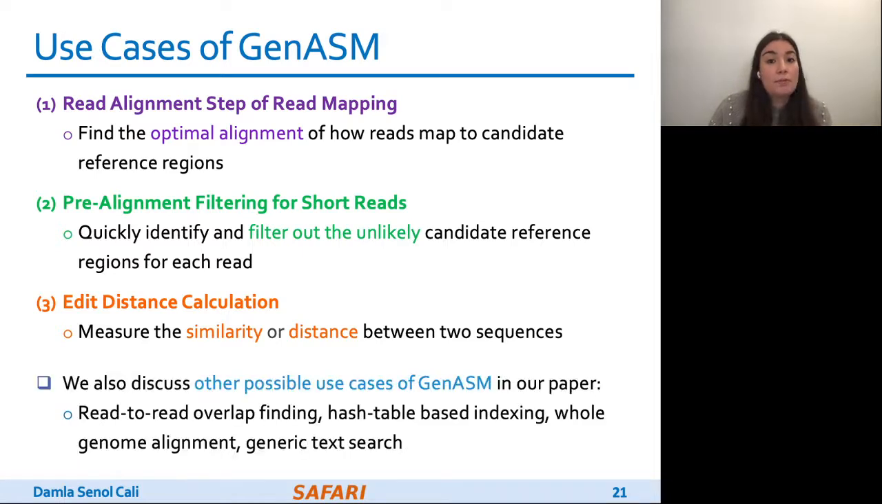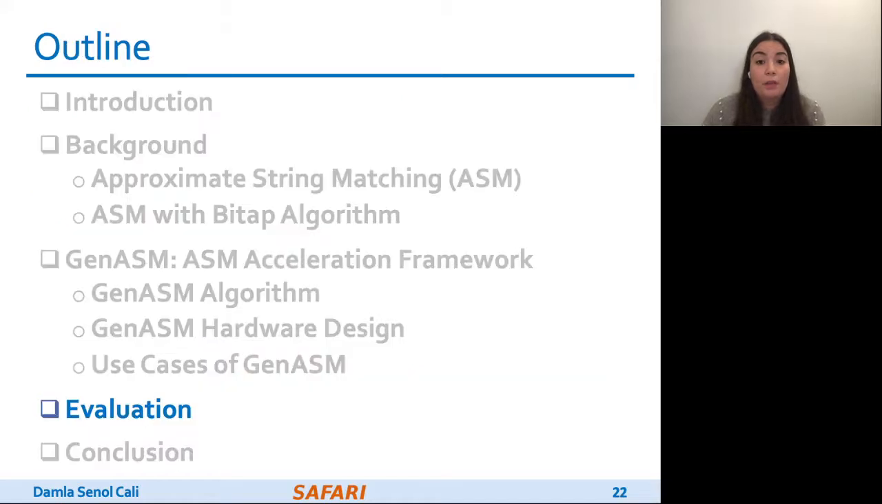We believe the GenASM framework can be useful for many other use cases, and we discuss some of them briefly in our paper. Let's look at our evaluation of the GenASM design and framework.